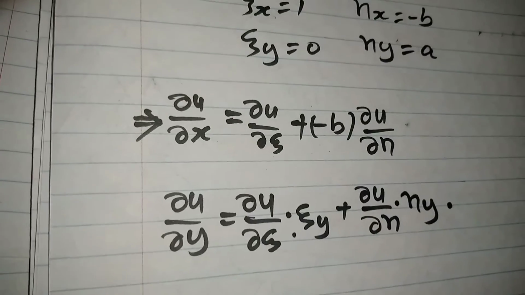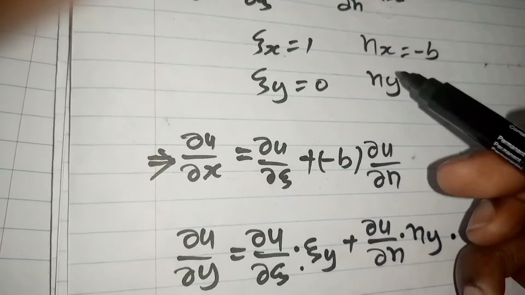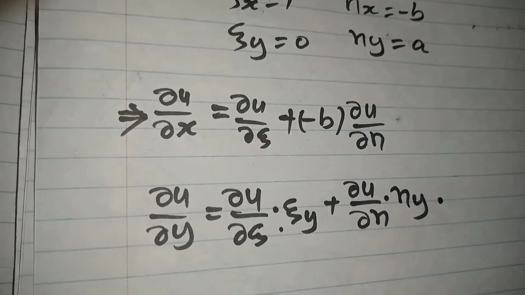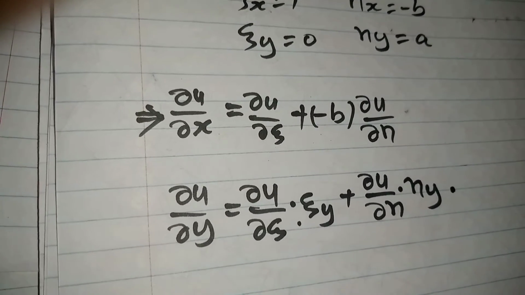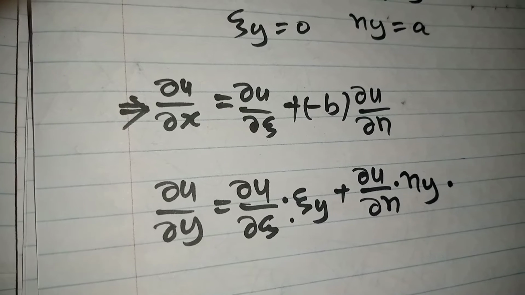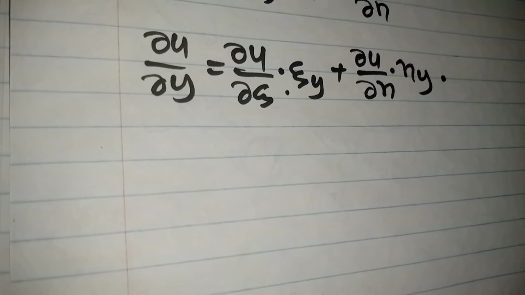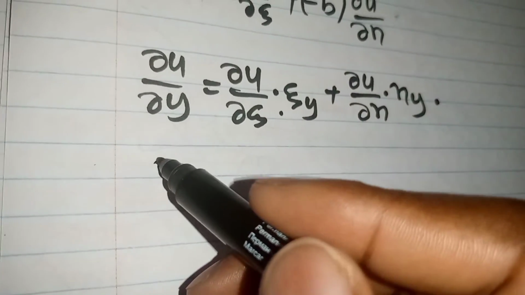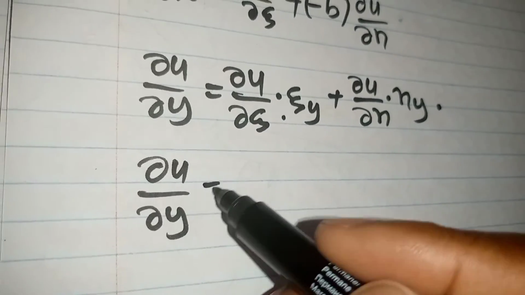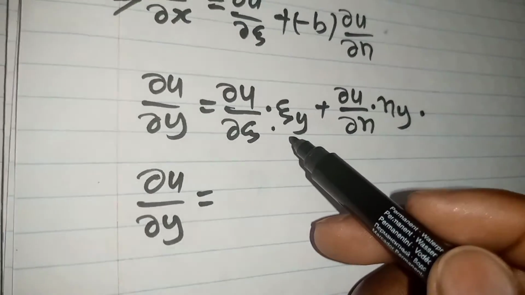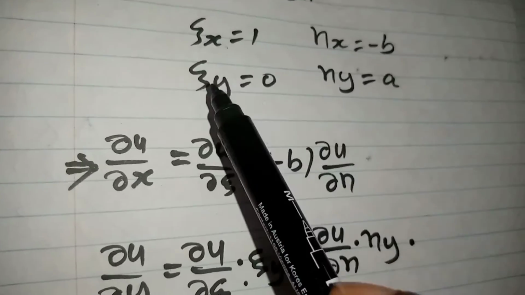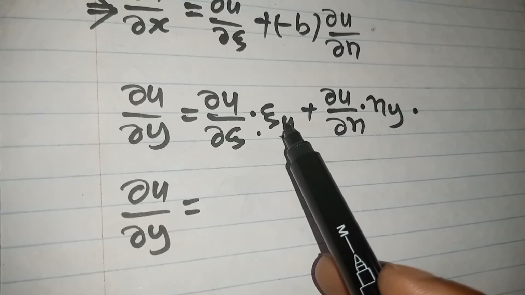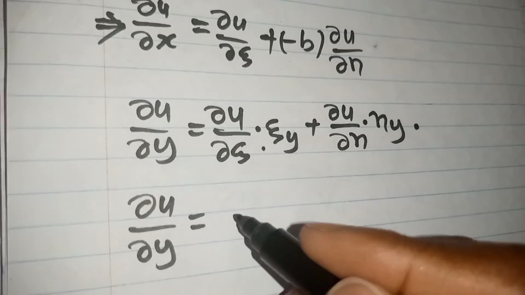Remember that we had obtained the values of xi_y and nu_y. So now we are going to substitute them. Therefore, the partial of u with respect to y will be equal to xi_y, which we obtained as 0. So we substitute 0 here, 0 multiplied by this gives 0. So this will be 0 plus.